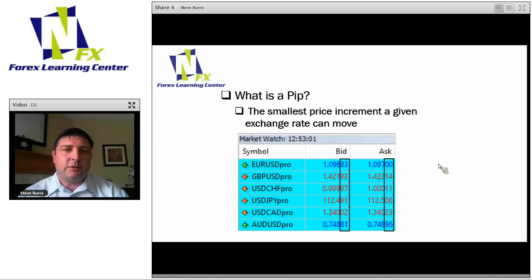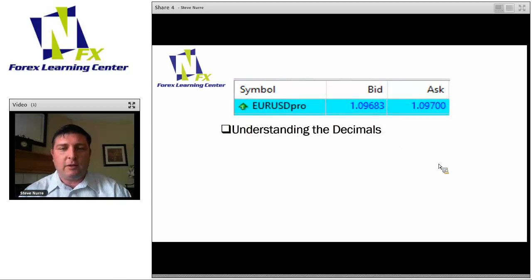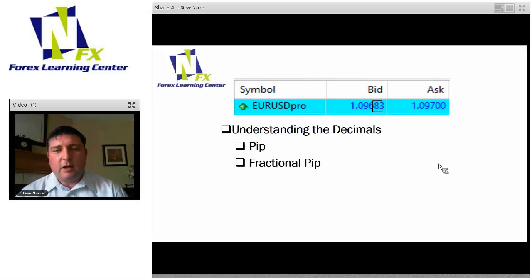So what constitutes a full pip or a full point movement in the market? The majority of currency pairs are going to be carried out 5 decimal places. Some of you, depending on where you live, your Forex pairs may only be carried out 4 decimal places. The Euro-US dollar pair in this case, the 4th decimal place, the 8 that you see right there, every time that moves up and down, let's say that 8 moves to a 9 or down to a 7, that's considered 1 pip or 1 point of movement in the market.